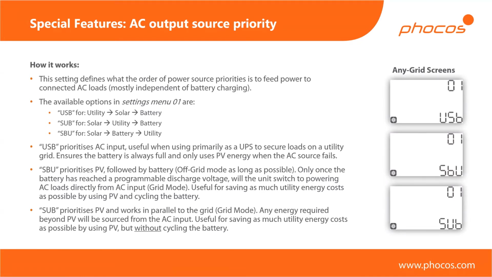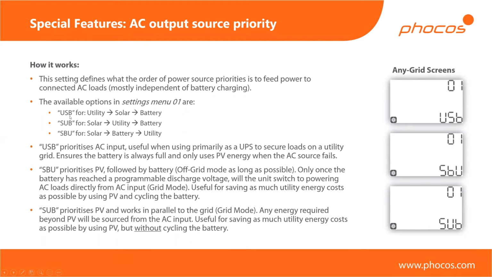There's 2 priority classes or levels. One is the AC output source priority, which is the title up here. That means, what power sources are we using to supply power to our loads? This has nothing to do with charging at the moment. This only has to do with what we use to supply power to our loads. So there's 3 modes here.